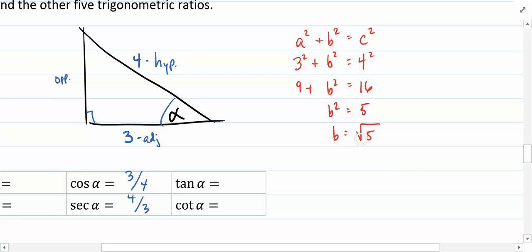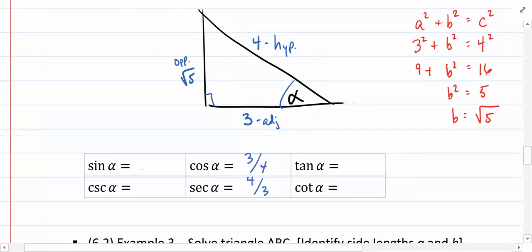B itself must be equal to the square root of 5. And notice I'm not including a negative sign here. There is no way for a side length to be a negative length, so I'm going to indicate the opposite side as the square root of 5 only. This should make it pretty easy for us to fill in the rest of the trigonometric ratios. Sine of alpha must be the opposite side over the hypotenuse, so this is square root 5 divided by 4. Therefore, cosecant is 4 divided by square root of 5. And tangent of alpha is our opposite side divided by adjacent, square root 5 divided by 3. And our cotangent would be 3 divided by square root 5.